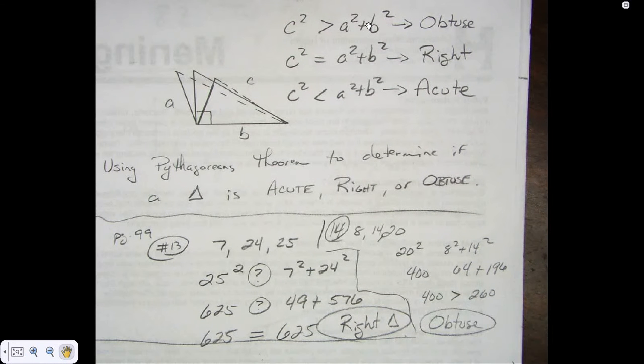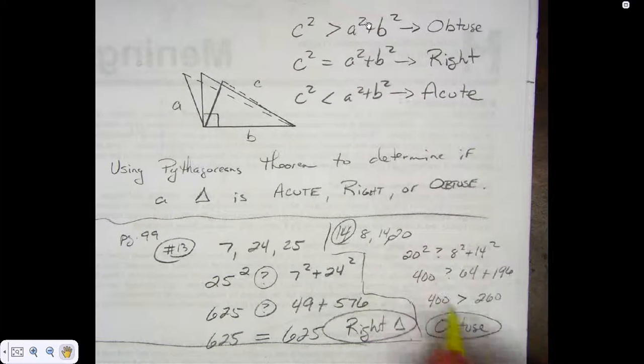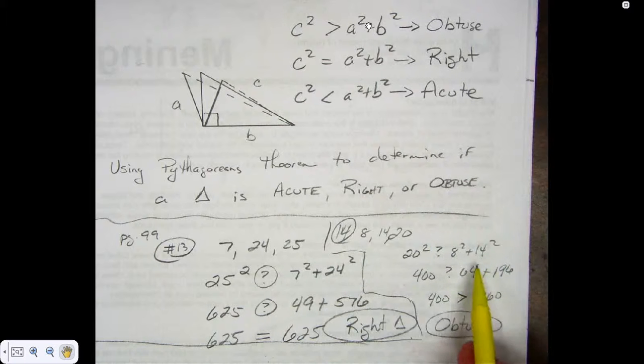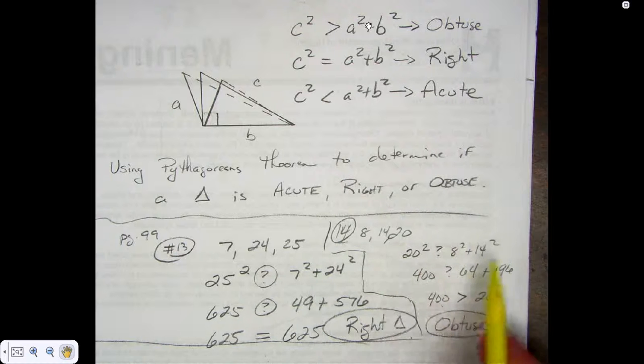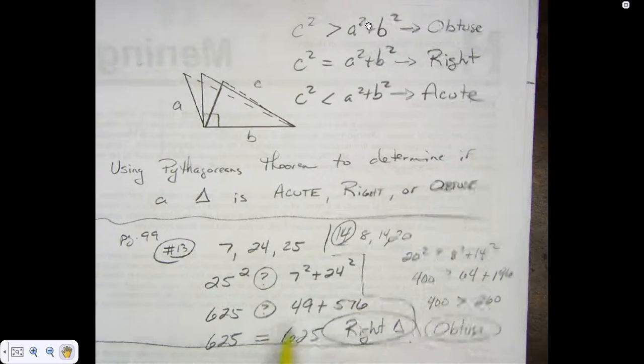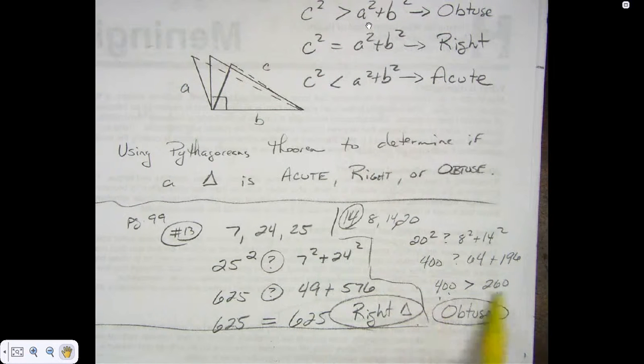Now, how did I justify my answer? Do I need to write some words? No. You justified it by doing these 3 steps. It's not the end of the world if you go from here to here and here to here, but I need to see that. Are we understood? And I need to see this inequality written. I said 625 is equal to 625, so that's why it's a right triangle. Here, I said that 400 is greater than 260. I need to see where you started, where you ended up.